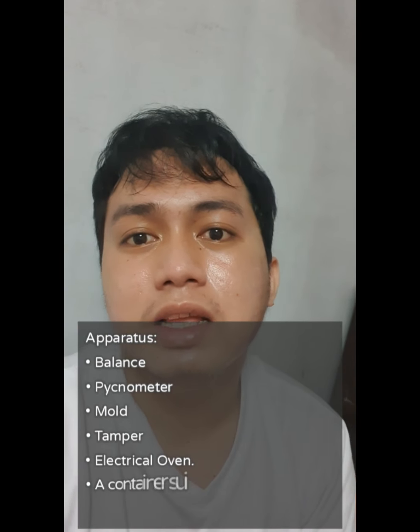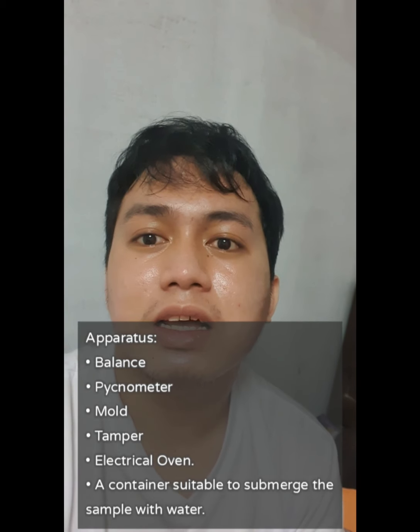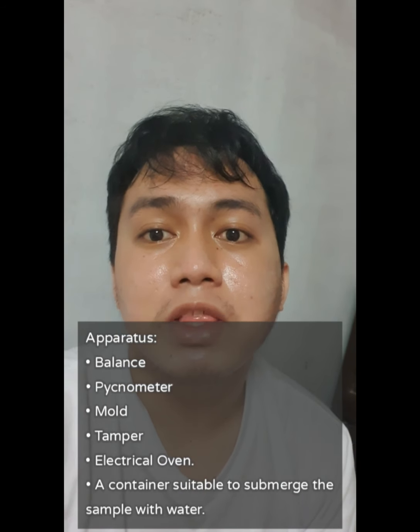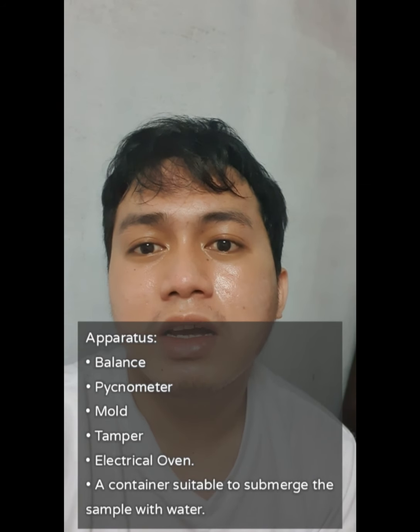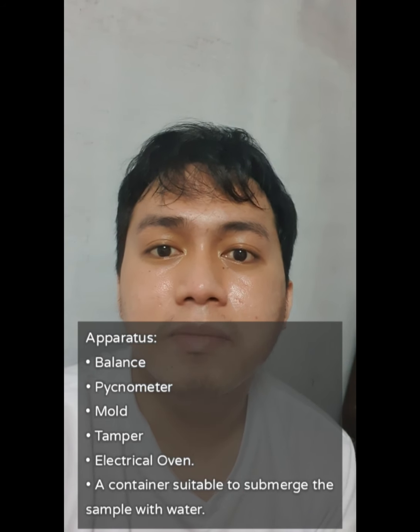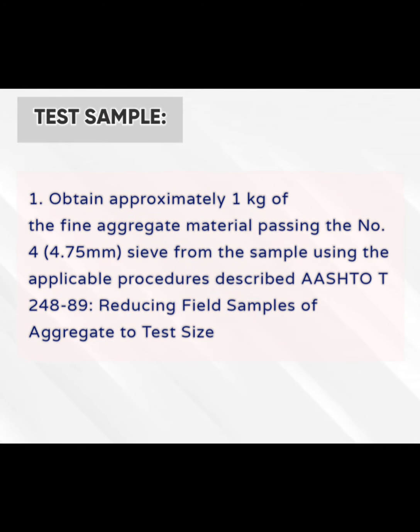The apparatus needed in this method is balance, pycnometer, mold, tamper, electrical oven, and a container suitable to submerge the sample with water. So for the test sample, first is obtain approximately 1 kg of the fine aggregate material passing the number 4 or 4.75 mm sieve from the sample using the applicable procedures described in T248, reducing field sample of aggregate to test size.